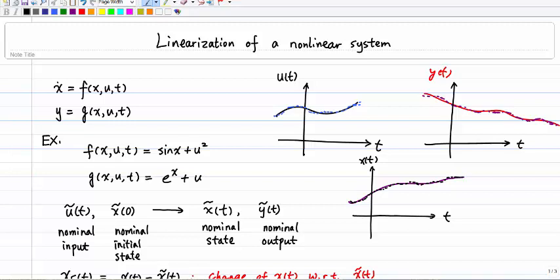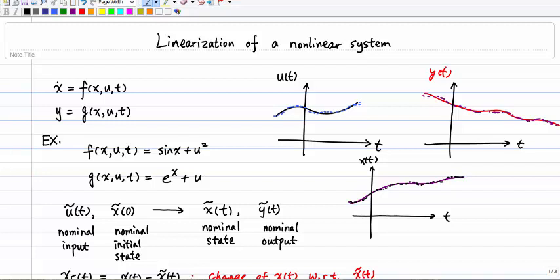In this video, I will continue talking about the linearization of a nonlinear system. In the previous video, I talked about the basic idea of how to do the linearization. The main principle is we don't look at the actual solution. The actual solution for the system is still a nonlinear one.